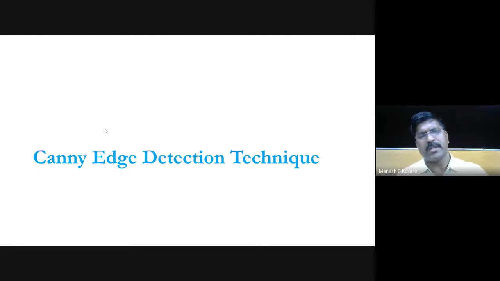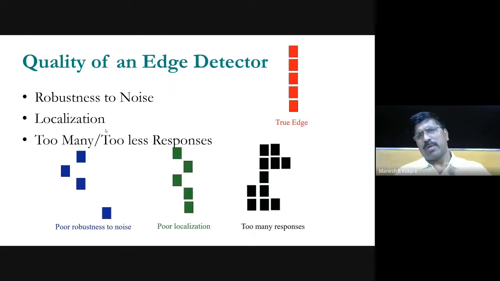Now, why is the Canny edge detection technique good? We can see quickly. As I told you, suppose for example this is your true edge, so these are the pixels representing the true edge. Our expectation is that the edge detection method should be robust to noise, meaning whatever the noise is, it will not be detected as an edge. It will remove that noise first, and then detect the true edge. The second thing is, see, if this is poor robustness to the noise.